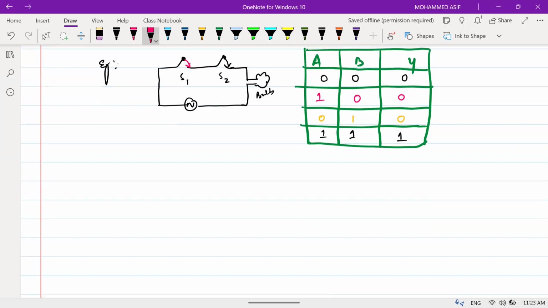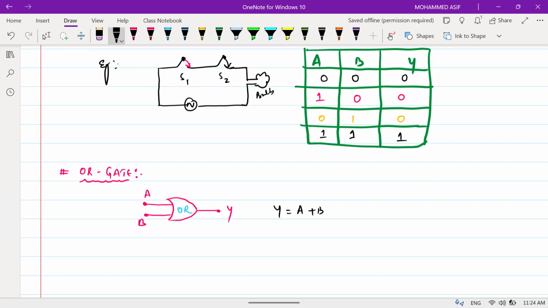The next type of gate is the OR gate. The symbol of the OR gate is like this. This is your output Y. We have two inputs, A and B. This represents your OR gate. For this one, the Boolean algebra expression we write is Y equals A plus B.